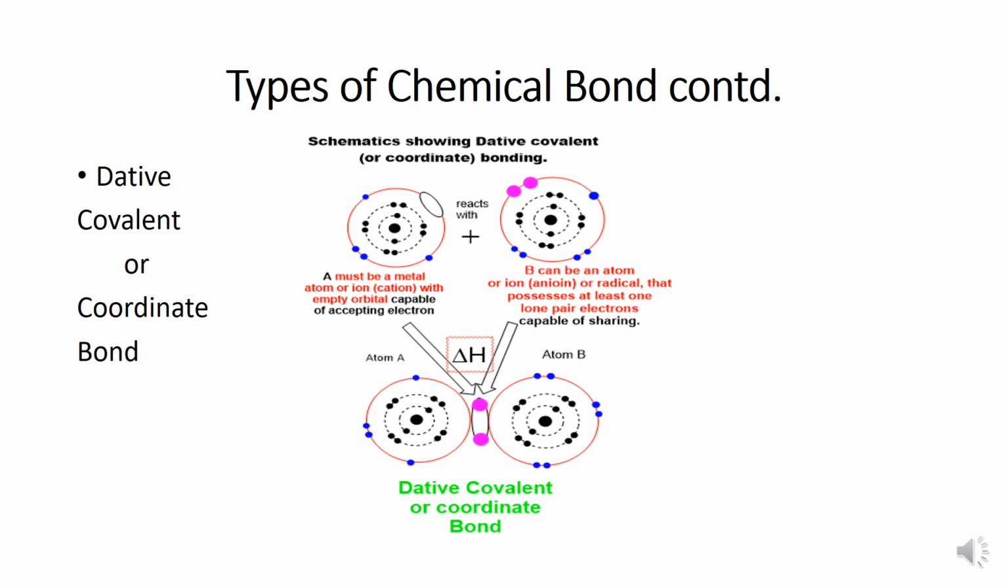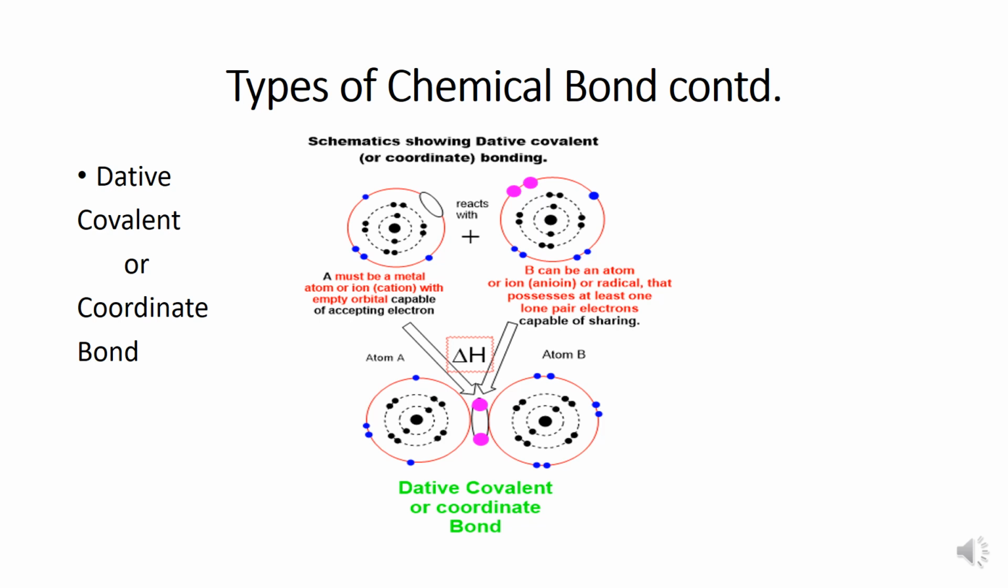Lone pair electron. That is two electrons together, while the other species must have a vacant orbital where the lone pair electron, one will be sent into it and the other one will be kept by the donor, and they will now form what is called a coordinate bond.